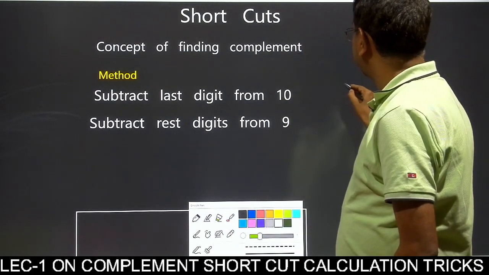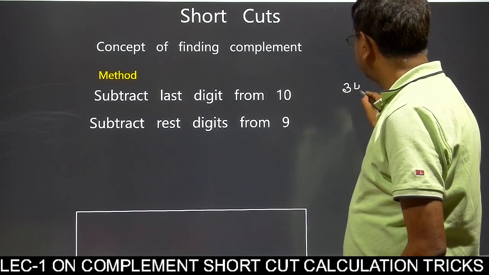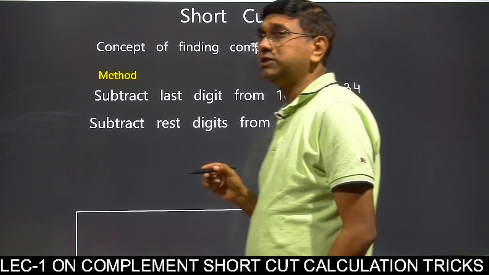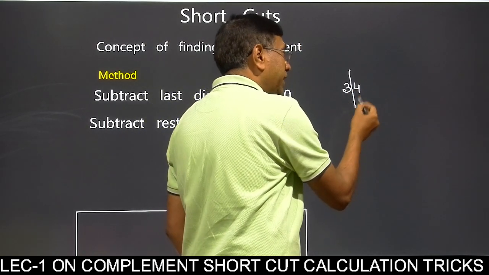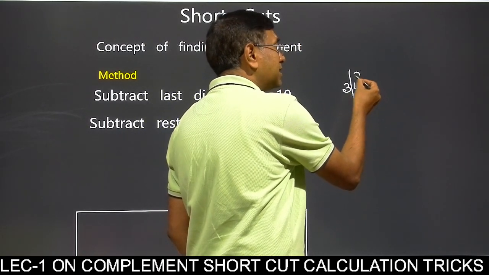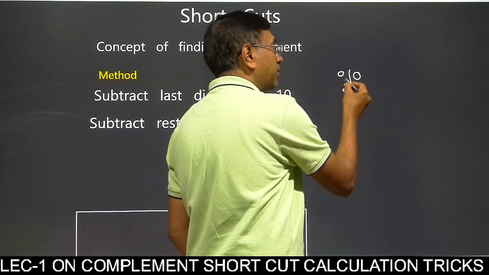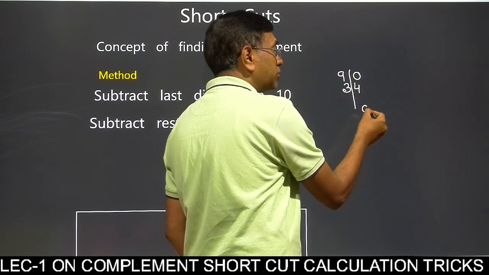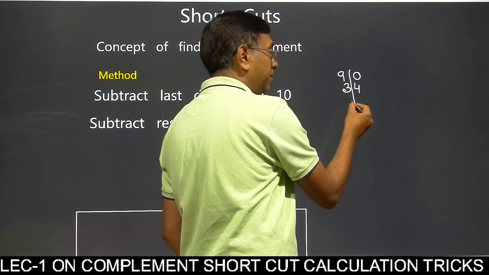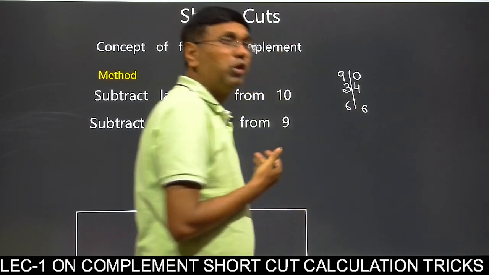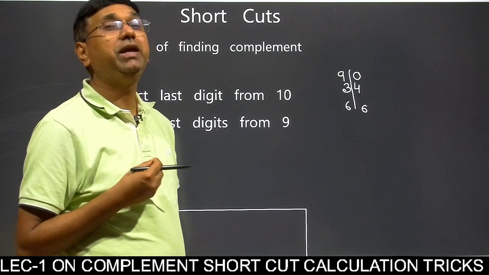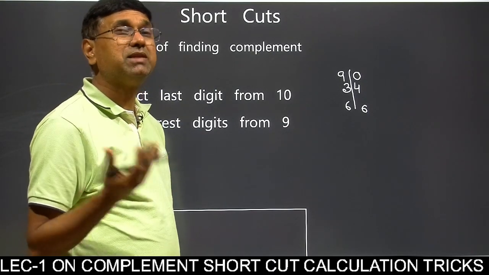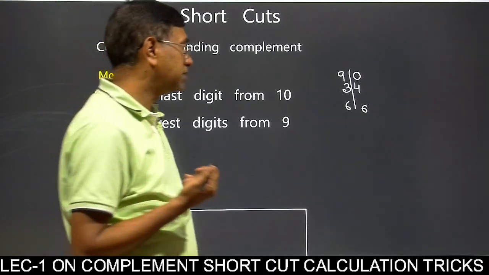Suppose there is a number 34 and I need to find its complement. I'm going to break it into last and rest. So this I'll subtract from 10 and this from 9. So 10 minus 4 is 6, and 9 minus 3 is 6, so it's 66. Though it appears to be very simple, as the numbers grow big, this would be very useful. And in a lot of places in subtraction we'll be using this concept.